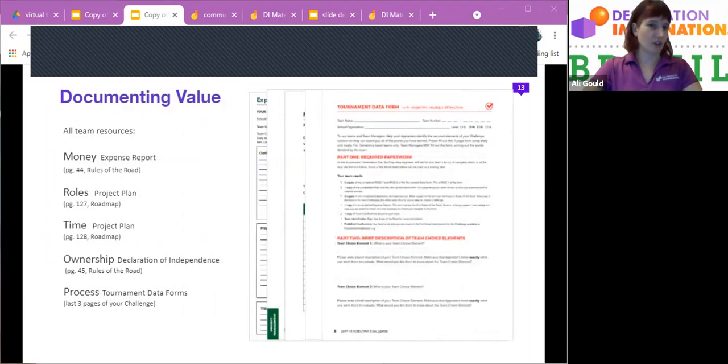Also important, these are the documents that I'll talk about again when we do the team challenge and instant challenge, but they have the tournament data forms. This is something that they have to fill out at the end of their challenge. And this is something that they fill out themselves.